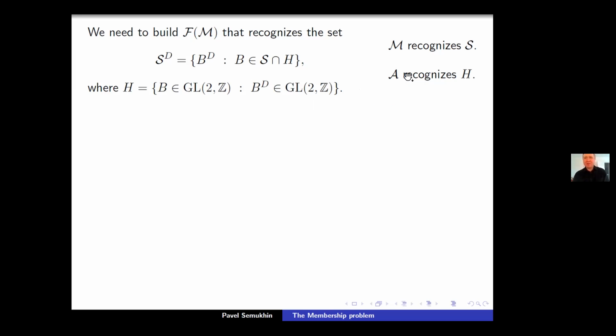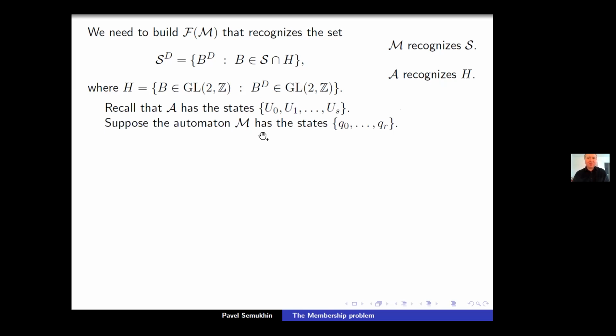Recall that the semigroup S is recognized by the automaton M, and let A be an automaton which recognizes the group H here. Then recall that the states of this automaton A for the group H consist of the representatives of the right cosets of H in GL2(Z).